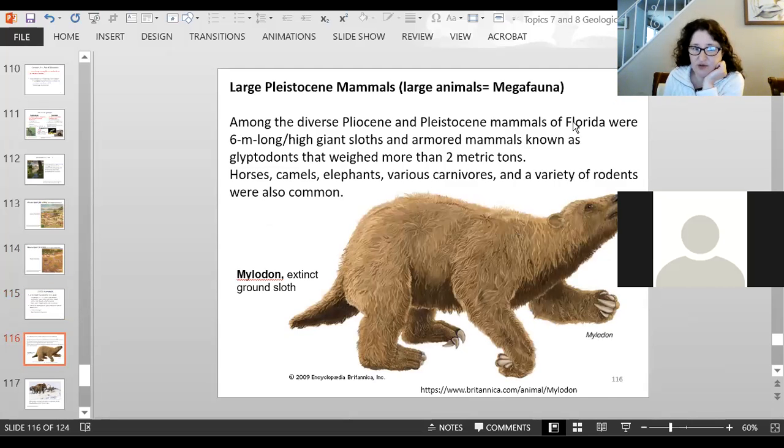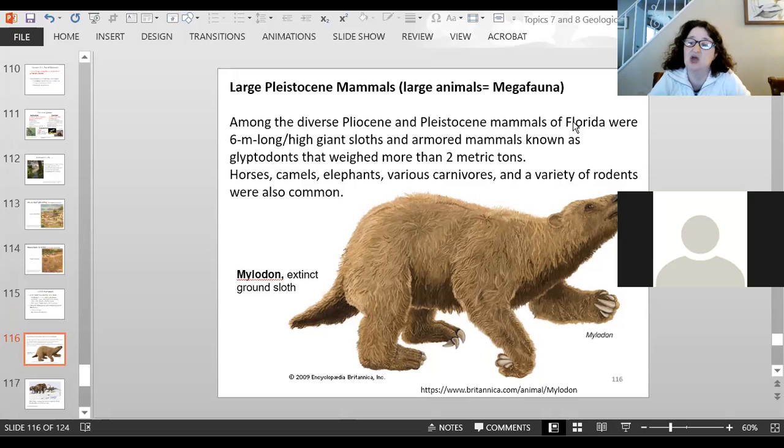So here's another example of these large mammals. Here is a mylodon, which is a sloth that was like 6 meters long. Now 1 meter is like 3 feet. So this is a very long, very big sloth. If you're in a big room right now, think of how big that room is, right? Okay, so 1 meter is 3 feet. So this sloth was humongous.